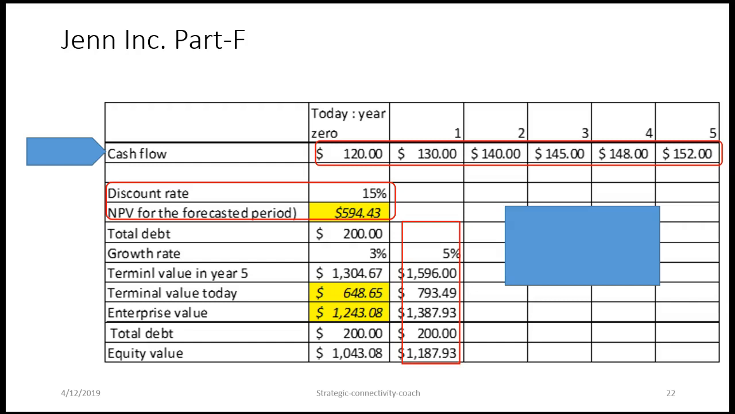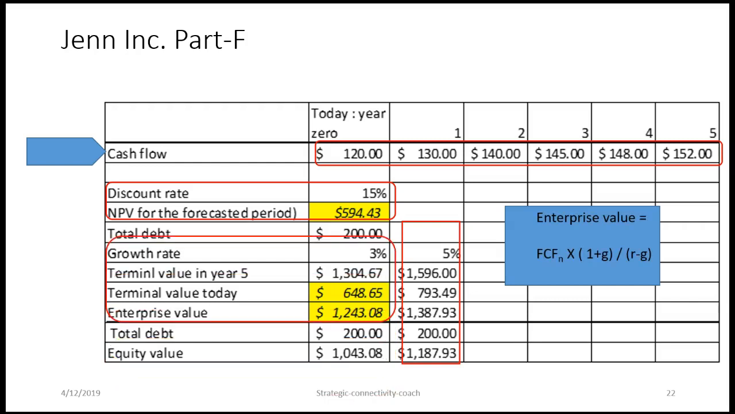Mathematically, for the enterprise valuation, we assume a 15% discount rate for this particular project. We calculate the NPV and it came out to be 594.43. What does that mean? The net present value of the stream of cash flow, starting at 120, 130, 140, and so on, at a discount rate or hurdle rate of 15%, gives us a positive 594.43. Now, in order to calculate what happens beyond 5 years, we calculate the terminal value.